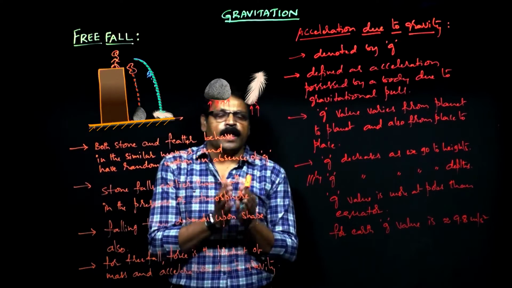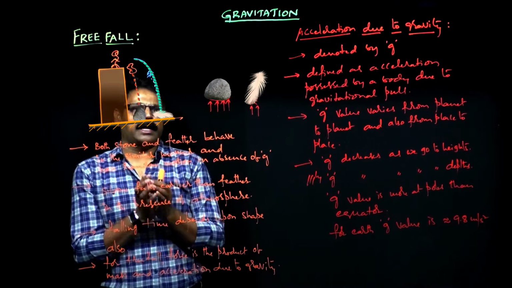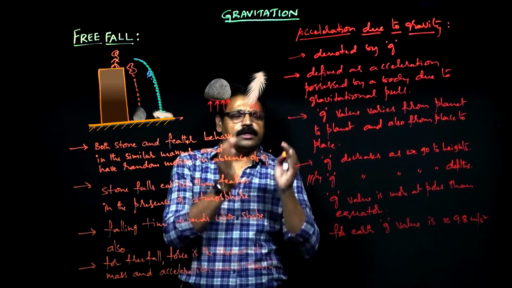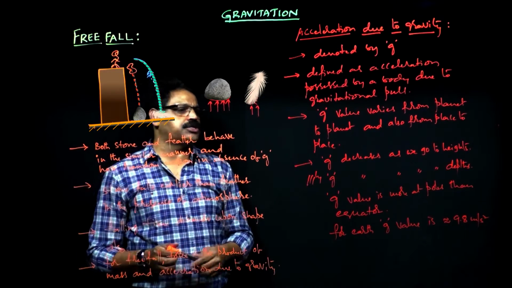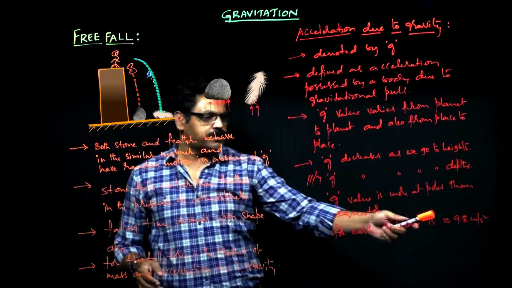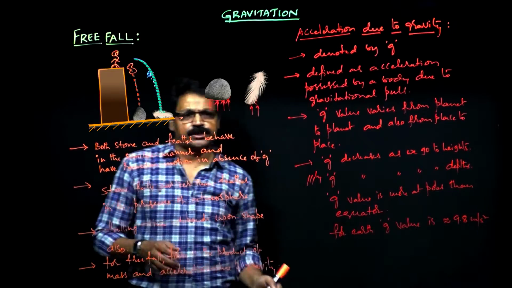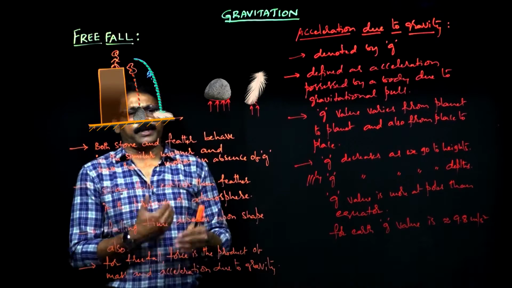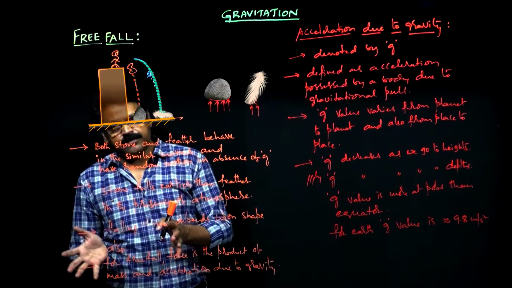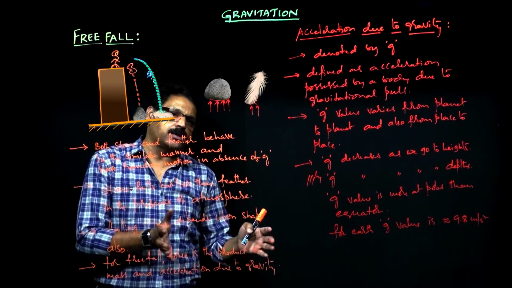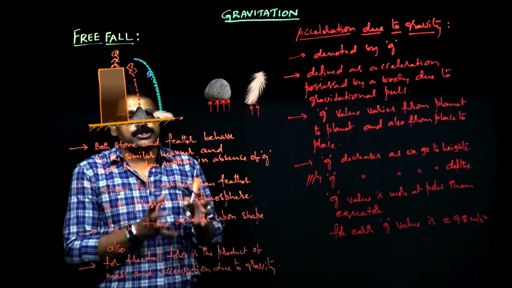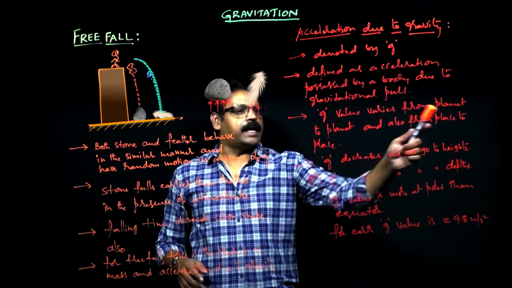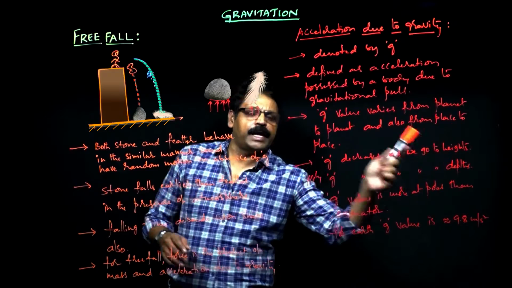This value varies from planet to planet and body to body, because for the earth surface, the acceleration due to gravity is approximately 9.8 meters per second square. Of course, this value also varies from place to place. So, planet to planet it will vary, and on the planet also depending upon the positioning of the body. So, the g value varies from planet to planet and also from place to place.